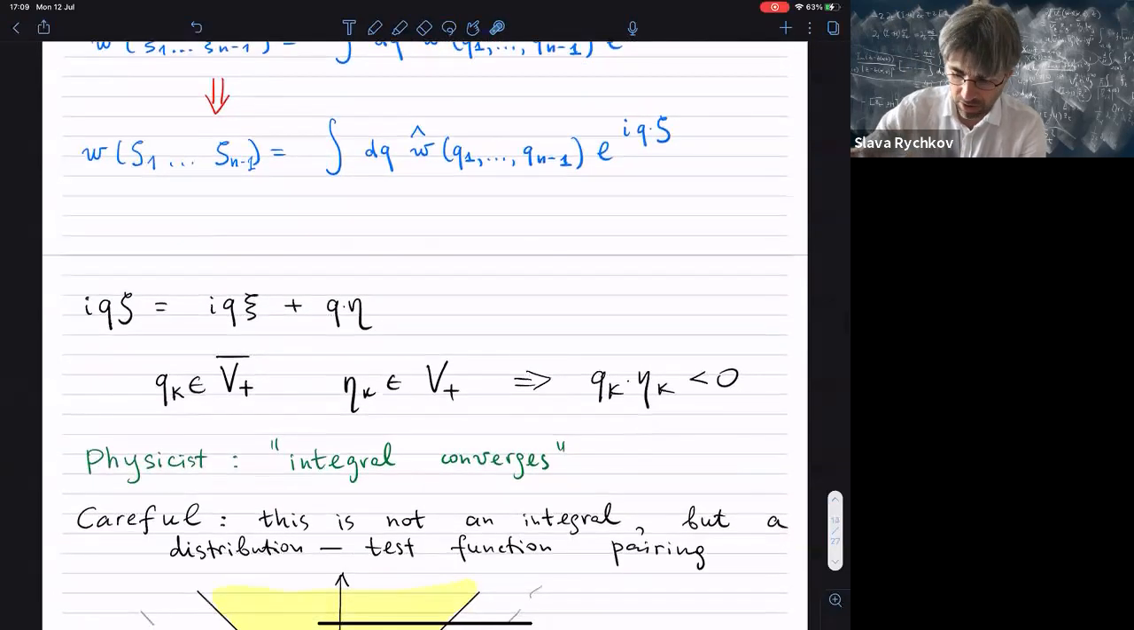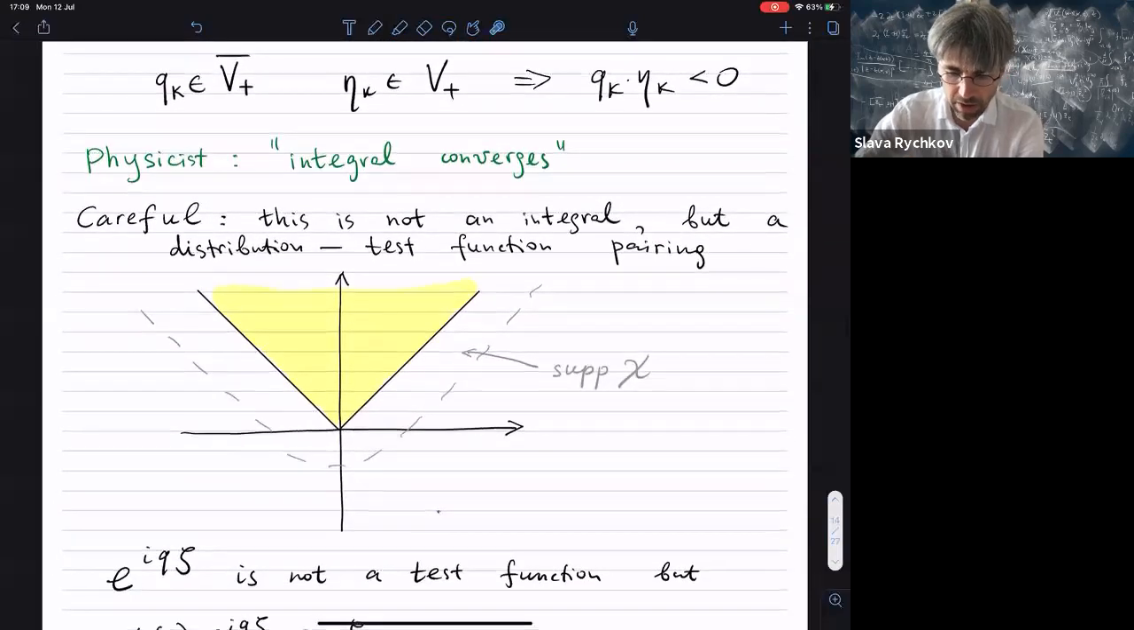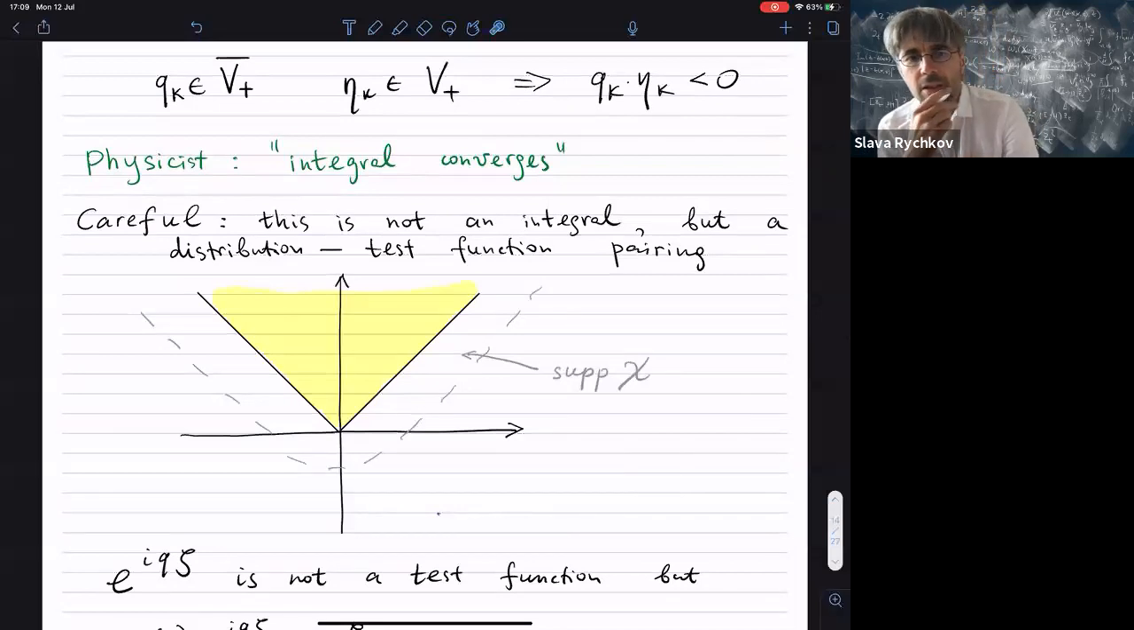But this requires a simple extra step, because this is a decaying exponential inside the forward light cone. It's a decaying exponential, but of course outside the light cone, it's a growing exponential. So we have to do something about this part which lives outside of the forward light cone. But that's easy to do.